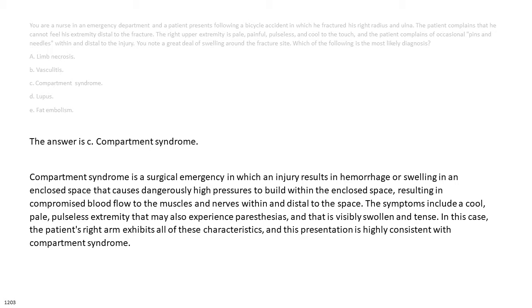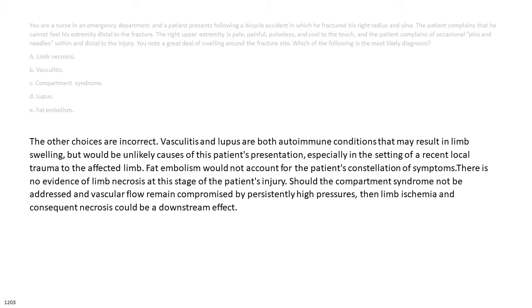The answer is C. Compartment syndrome. Compartment syndrome is a surgical emergency in which an injury results in hemorrhage or swelling in an enclosed space that causes dangerously high pressures to build within the enclosed space, resulting in compromised blood flow to the muscles and nerves within and distal to the space. The symptoms include a cool, pale, pulseless extremity that may also experience paresthesias, and that is visibly swollen and tense. In this case, the patient's right arm exhibits all of these characteristics, and this presentation is highly consistent with compartment syndrome. The other choices are incorrect.